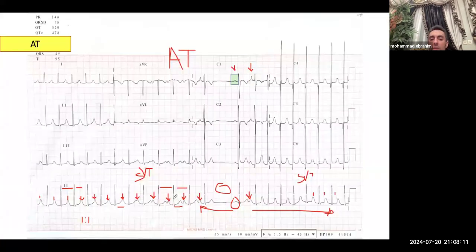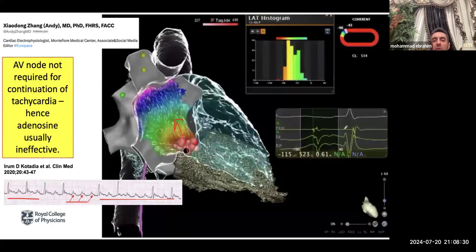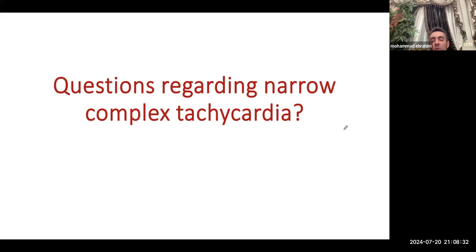In other words, when you have a tachycardia that's narrow, this is how you should approach the case. It's not that difficult, especially in pediatrics where we don't have AFib, so you have one less differential. Okay, now we're going to talk. Any questions before we move on?